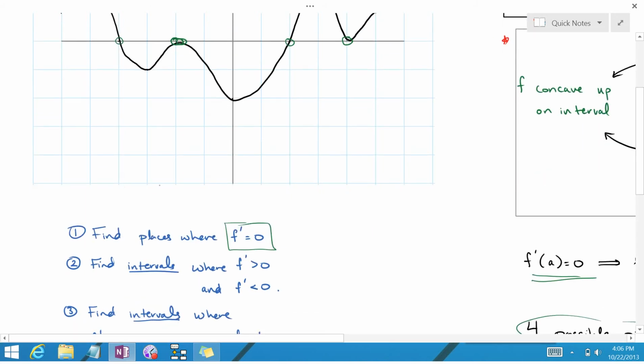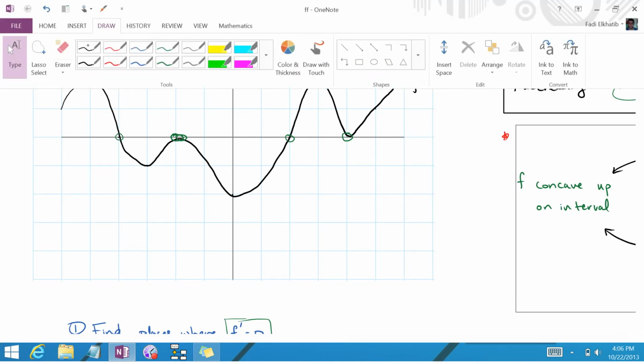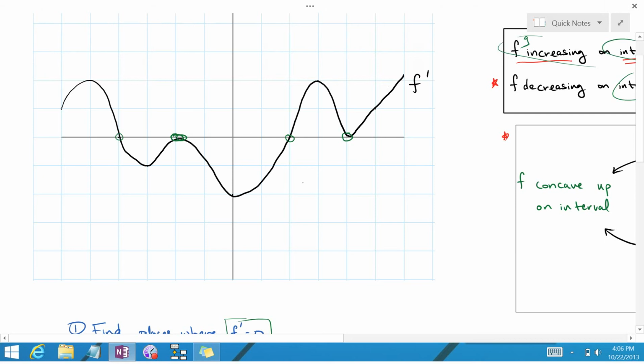Now, find the intervals where f prime is positive and where f prime is negative. So let's keep track of that in the following way. I'm going to switch between red and blue, and we're going to pay attention to whether f prime is positive or negative here. Alright, so notice that from here to here, it's positive, right? So I'm going to draw that down here. F prime is positive. What does positive mean? Positive just means you're above the x-axis. Negative just means you're below the x-axis. This should be real easy for us.